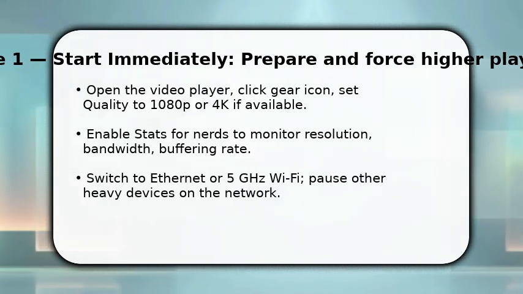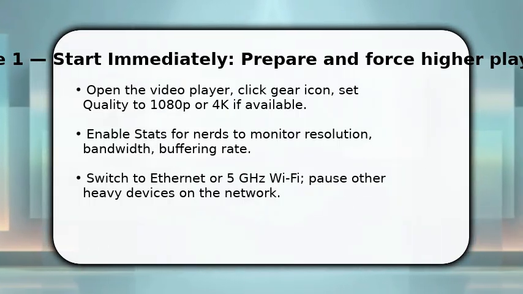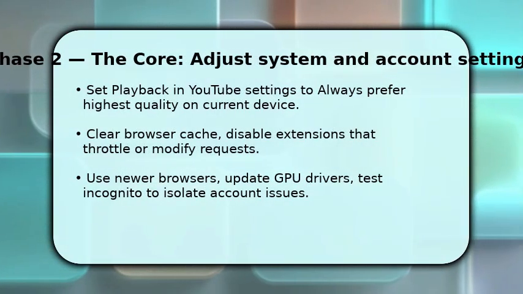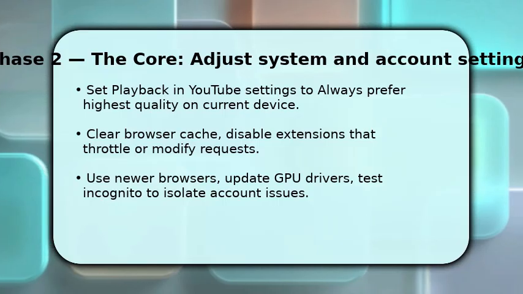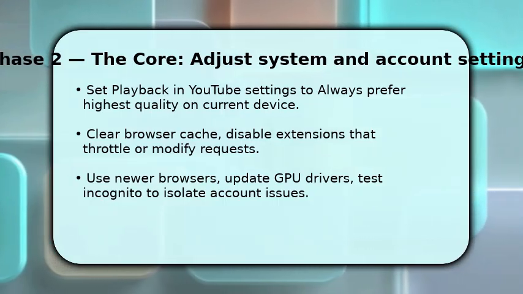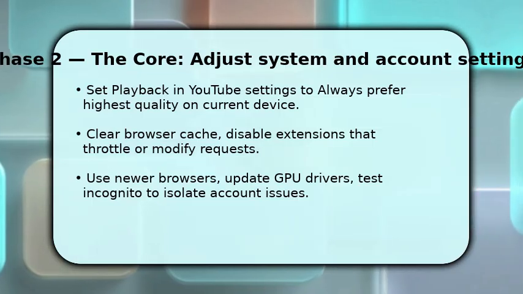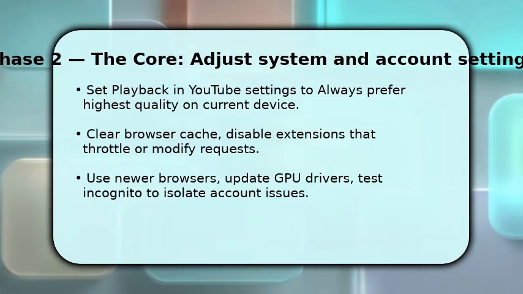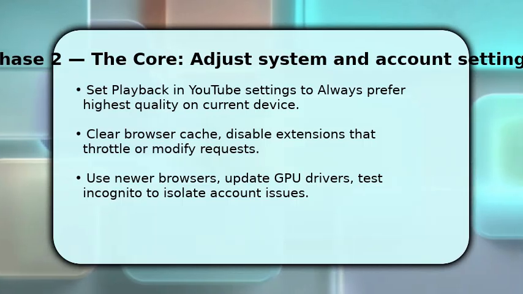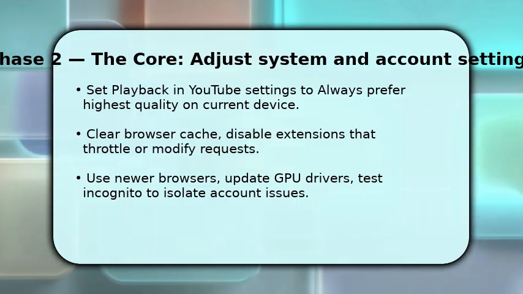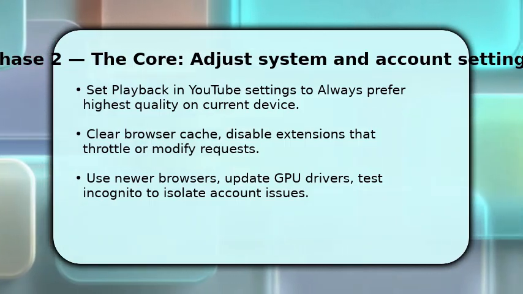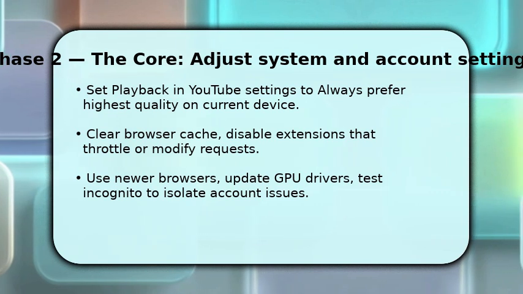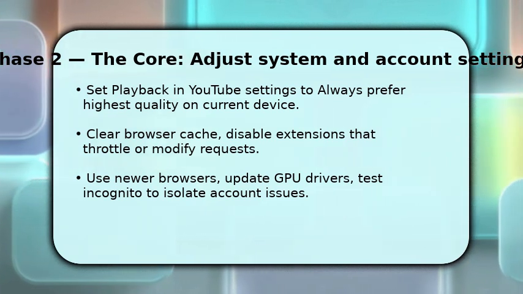Next, you change persistent settings and resolve local software causes. Open YouTube playback settings and choose Always Prefer Highest Quality on this device so the player avoids aggressive downshift. Once done, clear your browser cache and disable any ad blockers or bandwidth managing extensions because they can block adaptive streams. Make sure you run a modern browser and update GPU drivers. Then test the same video in an incognito window to separate account-related throttling from client problems. These steps address the middle, complex causes.